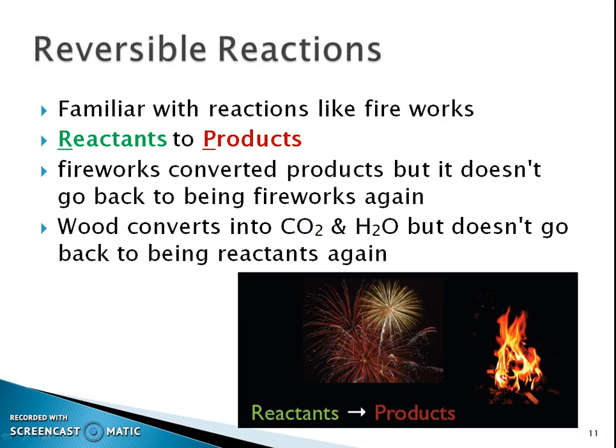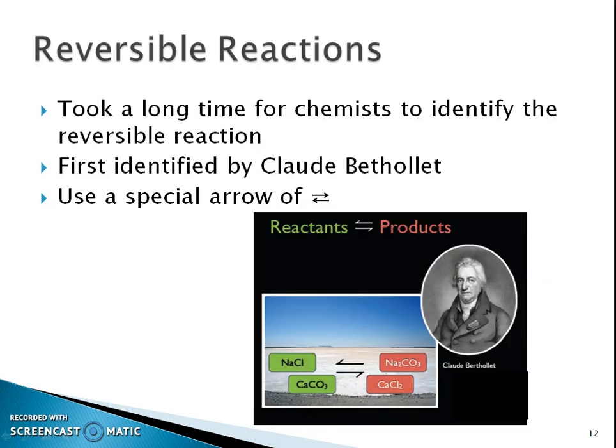He first talked about reversible reactions, but he talked about the reactions that you're more familiar with, reactants to products, like fireworks. Fireworks explode, reactants turn into products. There's no way those products are going to go back into those fireworks. Same thing with burning wood. The wood is going to burn and turn into ashes. There's no way those ashes are going to turn back into the wood. So you already understand reactions going to completion.